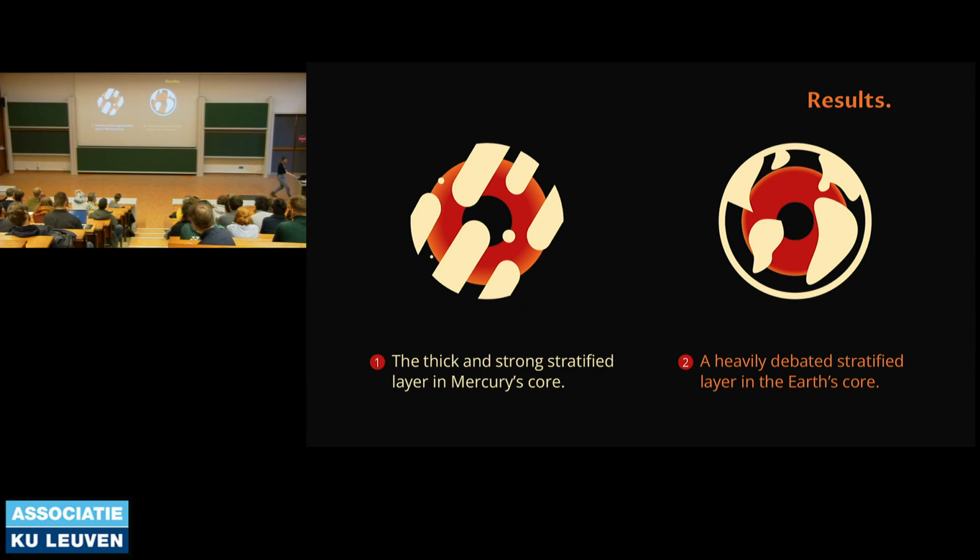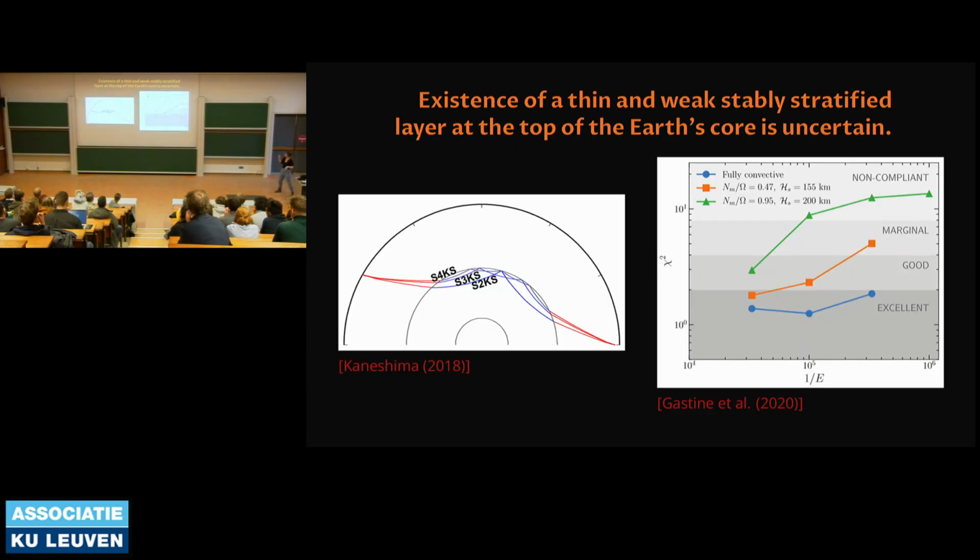I'll give two examples. So mostly the reason that we think there might be some very thin, very weak stable layer at the top of the core is due to seismology, where they found something called SmKS waves, which might indicate that there's a region of different density and different velocity just below the core-mantle boundary. But again, other researchers might not agree with that.